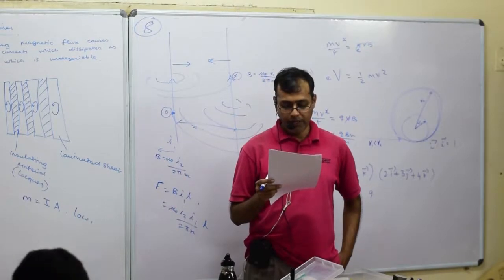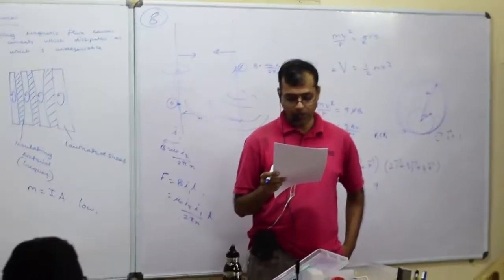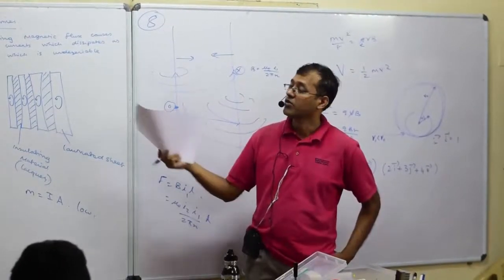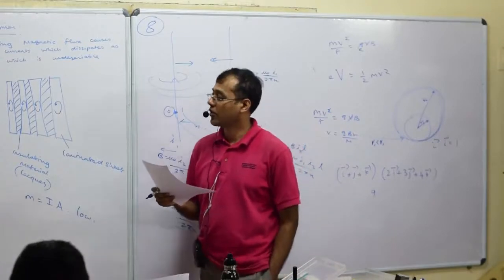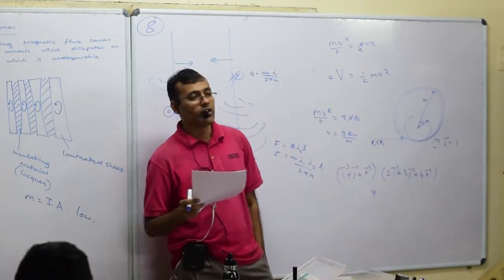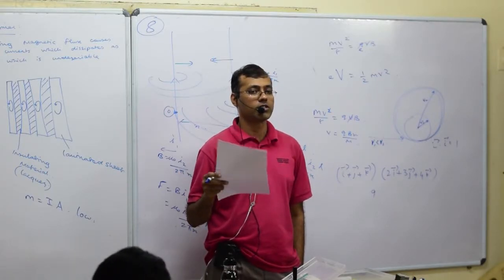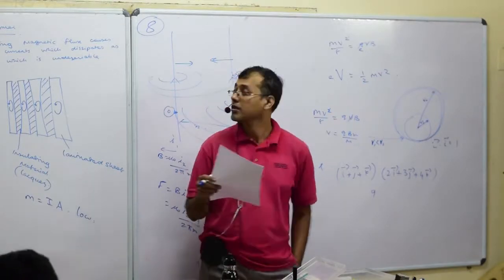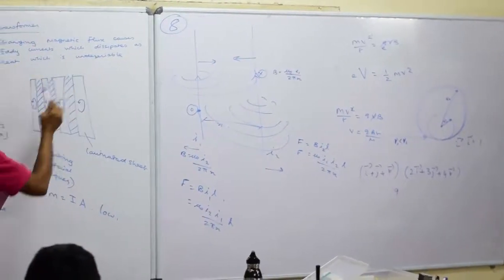In transformers, are eddy currents desirable or not? Why? How to overcome the problem? So this is the answer you should write. You should say that in a transformer, eddy currents are not desirable because as it produces eddy currents, the energy will be lost in the form of heat, which dissipates as heat.